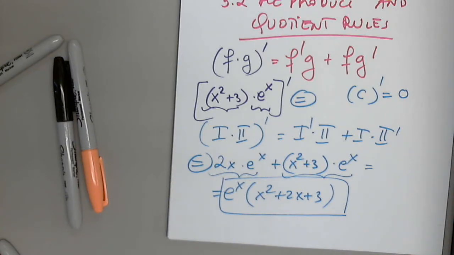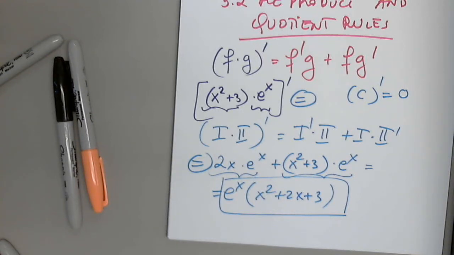Yes, Ricky? 2x. When I differentiate this function, I only get 2x. So I have f prime, which is 2x. Then I copy the second function. And then plus, I copy the first function now, and I multiply by the second function prime. And then I factor out e to the x. Is that okay, Ricky?